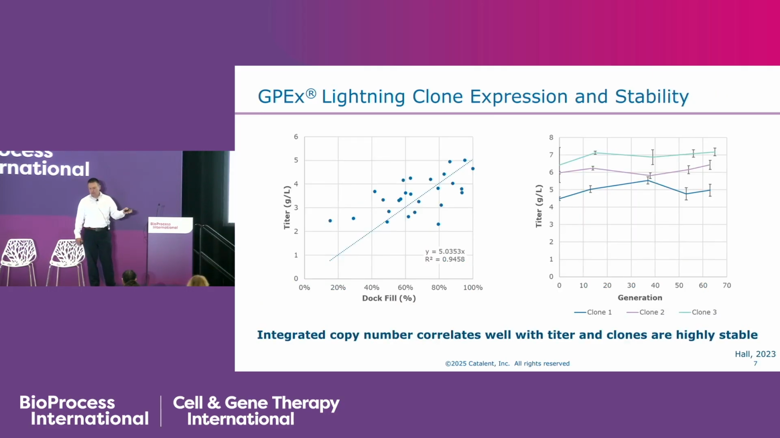So here, now I'm switching gears to the fusion antibody. So this is the first set of clones we got out of Lightning. And we saw very good correlation between the percent dock fill, so the number of inserts, and the titer. So it's a nice linear relationship, so we can screen clones based on qPCR, since the gene of interest is going to a consistent number of dock sites and consistent locations, it's a predictable output. So more copies equals more titer.